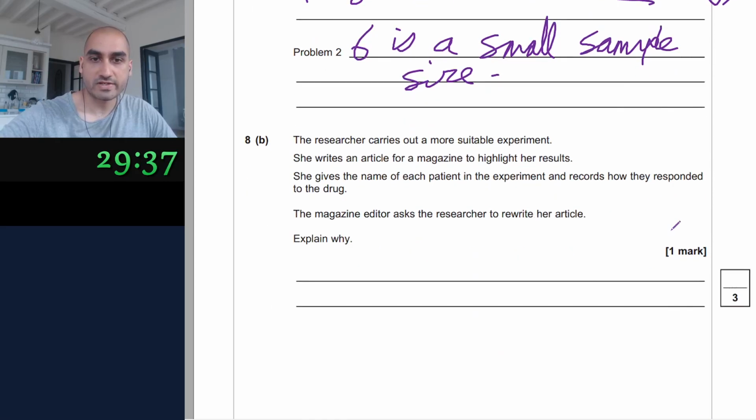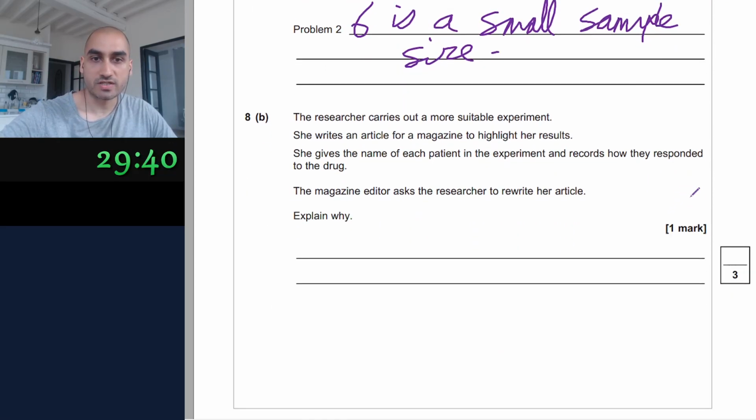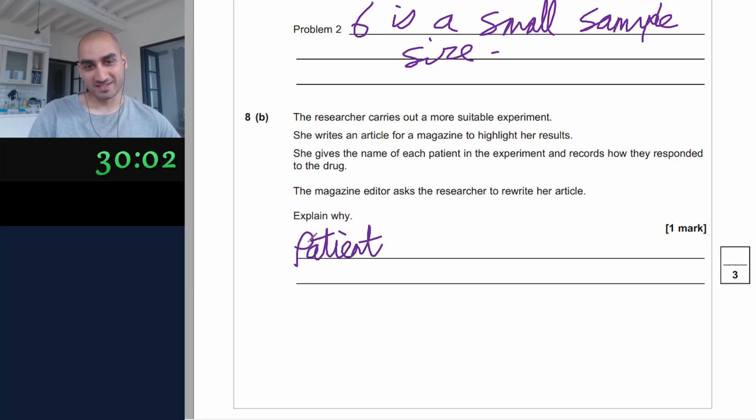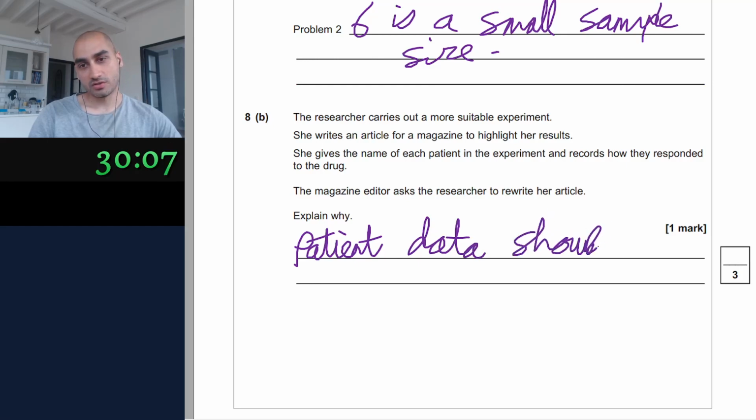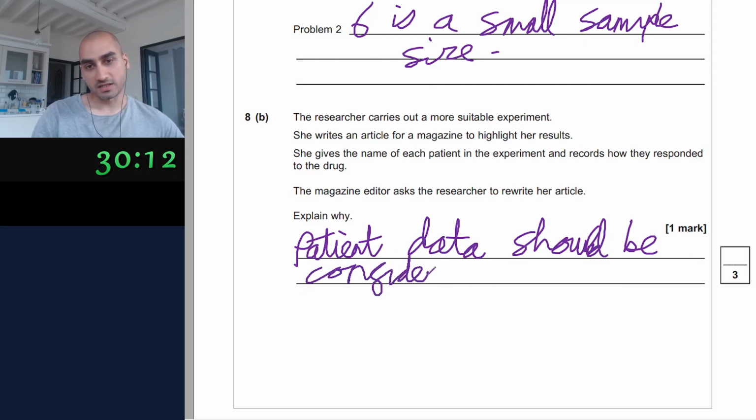The researcher carries out a more suitable experiment. She writes an article for a magazine to highlight her results. She gives the name of each patient in the experiment and records how they responded to the drug. The magazine editor asks the researcher to rewrite the article because you can't put their names in the magazine. Patient data should be confidential.